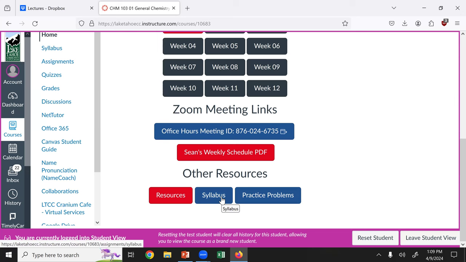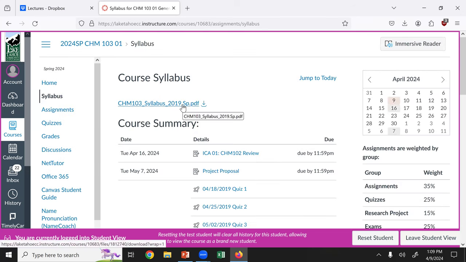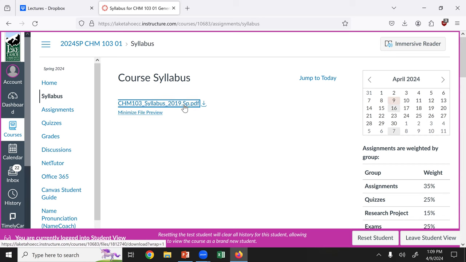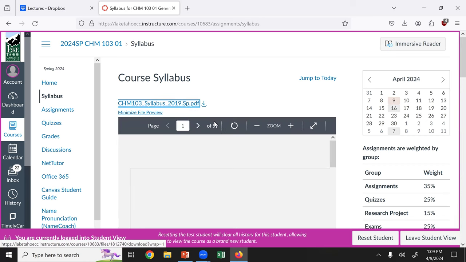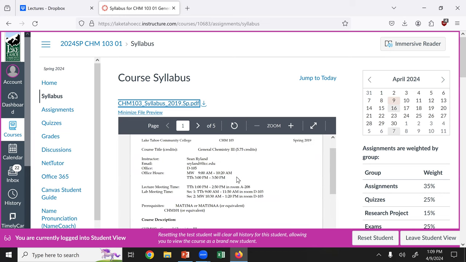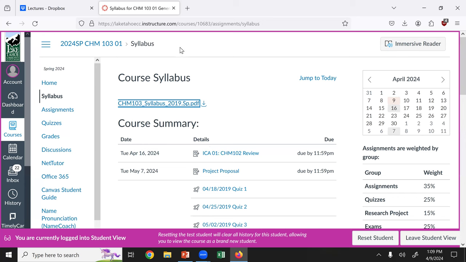So our syllabus link here, I think some of you found an old syllabus. I think it's since been updated. Nope, that does not look like the right one since it still says 2019. So I'll get that updated too. This still has our room numbers and everything as well. So I'll fix that later today.